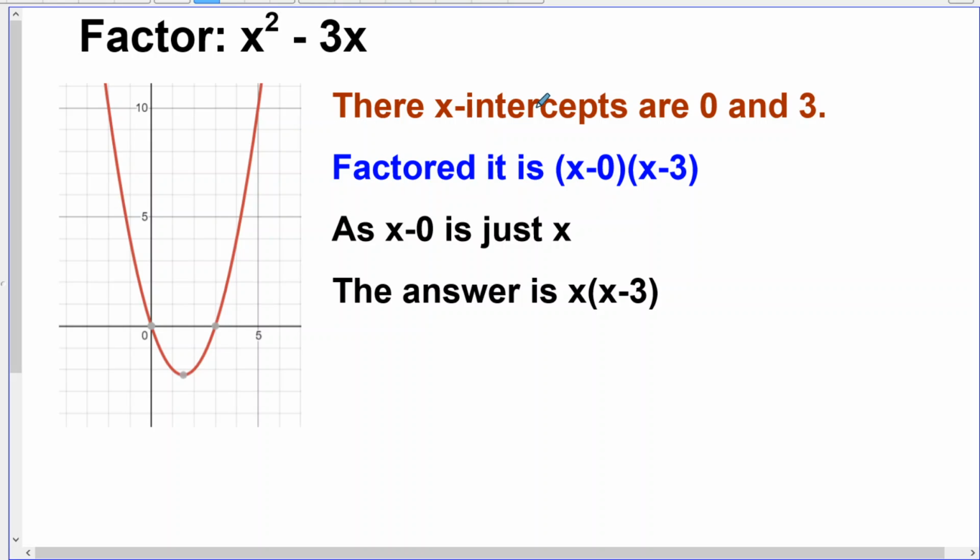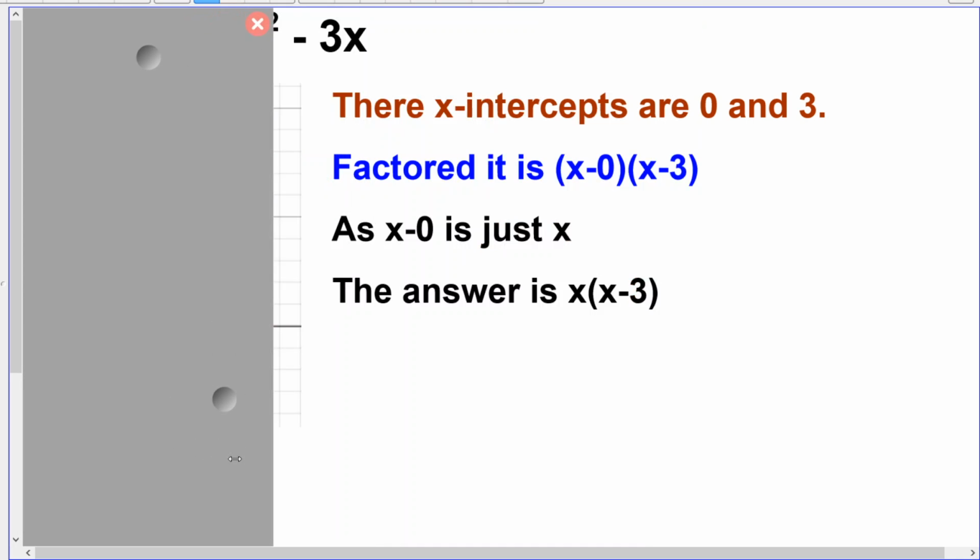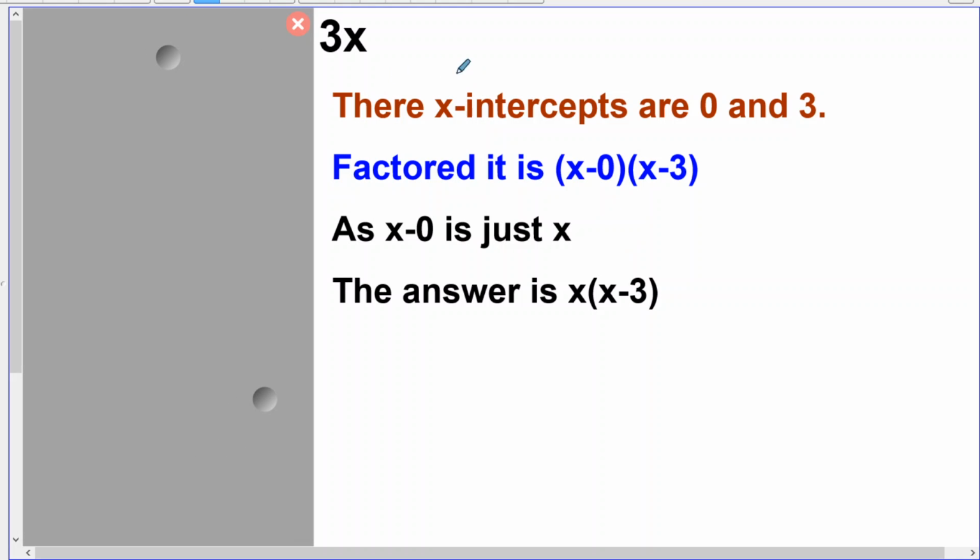Just be aware you can also have questions where they might not even give you the picture. They might actually just give you this as the question. There are x-intercepts of 0 and 3. Write down the quadratic equation that shows that. And same thing, you could just write down the opposites here, x minus 3.